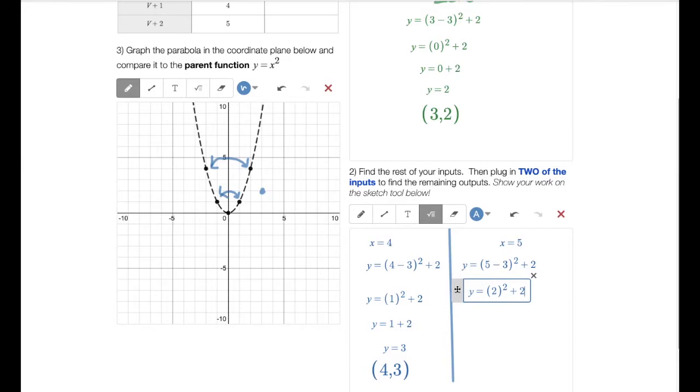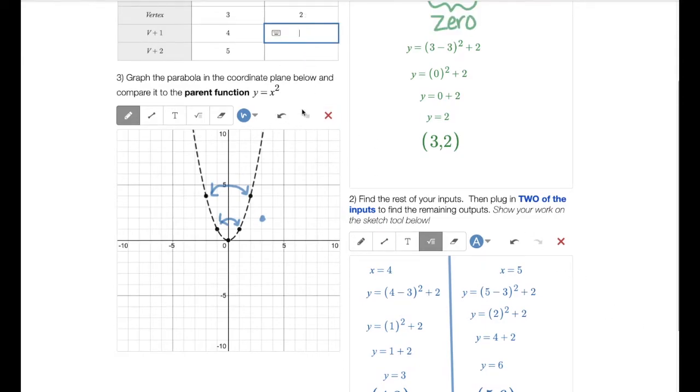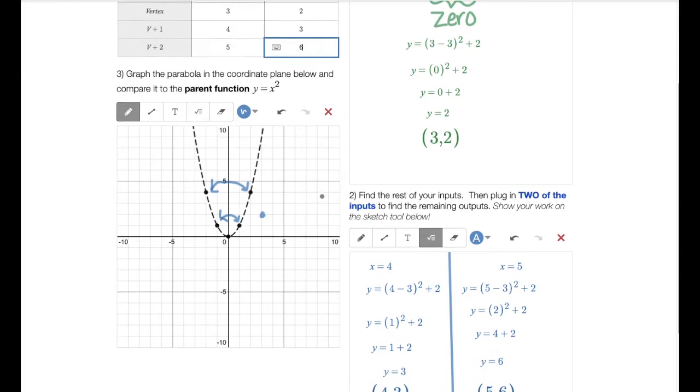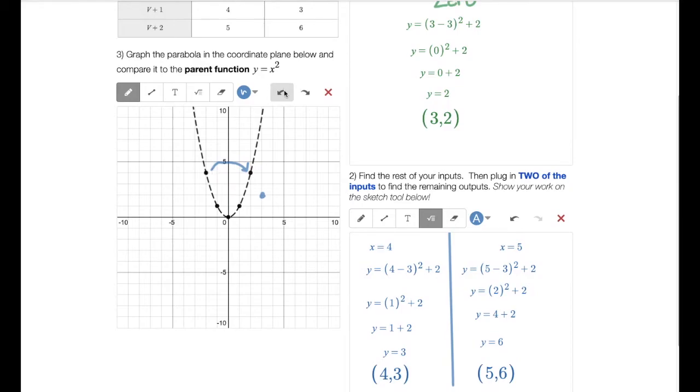Notice that I'm taking my time to really maintain the structure here. 2 squared is 4. Plus 2, 4 plus 2 is 6. So as an ordered pair, as a coordinate, I inputted 5 and my output was 6. So I can come up to the table now and add those values. So when I inputted 4, my output was 3. Inputted 5, my output was 6.